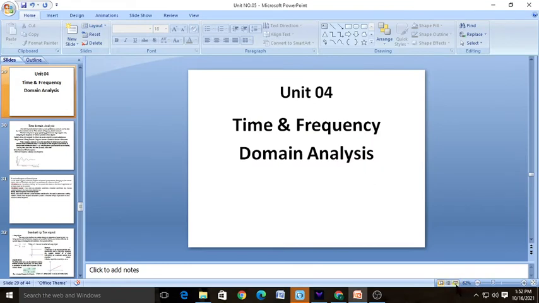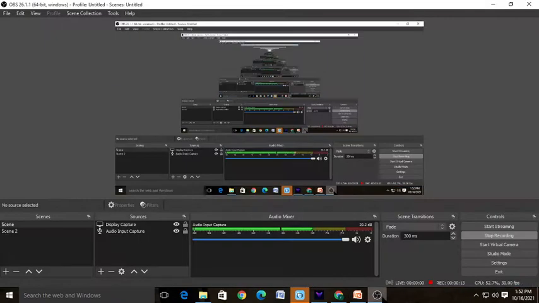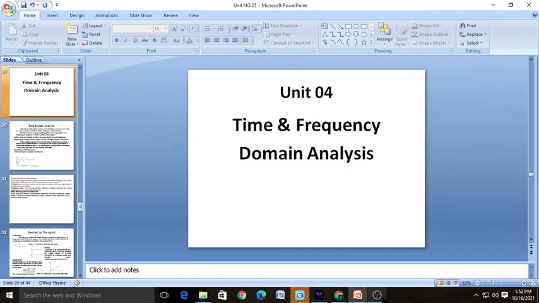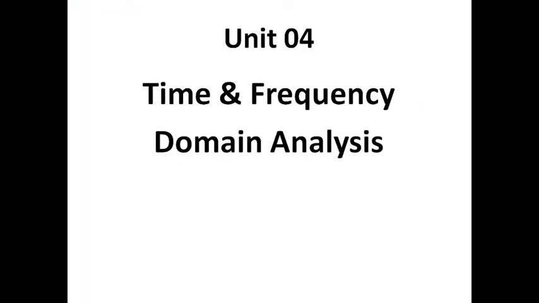Today we are going to start our chapter number 4. Okay, so here we are. The name of this chapter is Time and Frequency Domain Analysis. So in this chapter we are going to see the analysis of a system on account of its time and frequency.